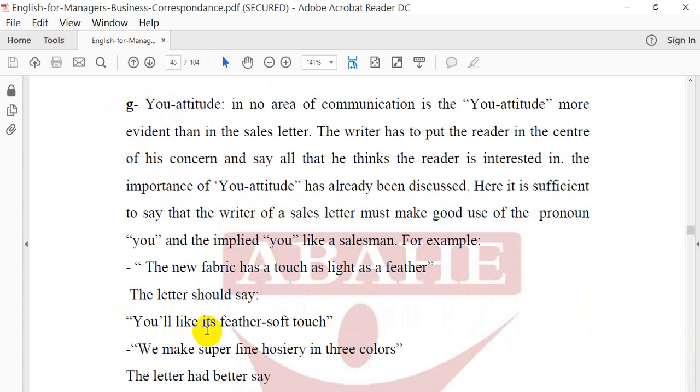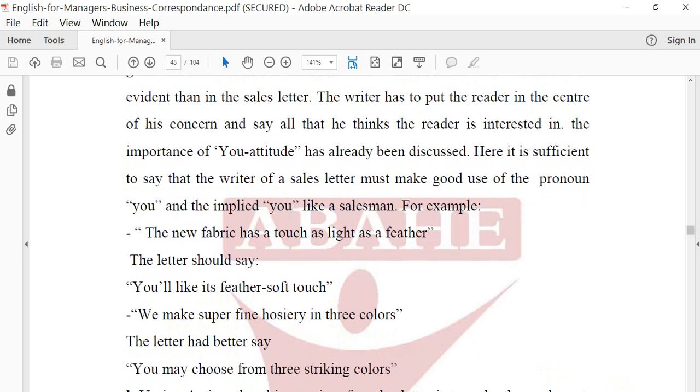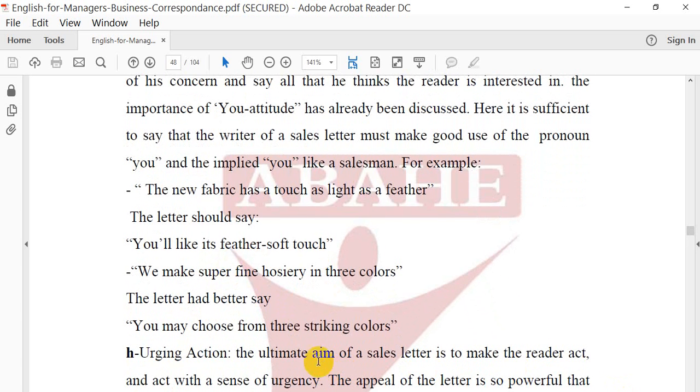you will like it, it's feather soft touch, we make super fine hosiery in 3 colors. The letter is hard; it is better to say, for example, you may choose from 3 stunning colors. So you have to talk with the person in front of you and use the word you.